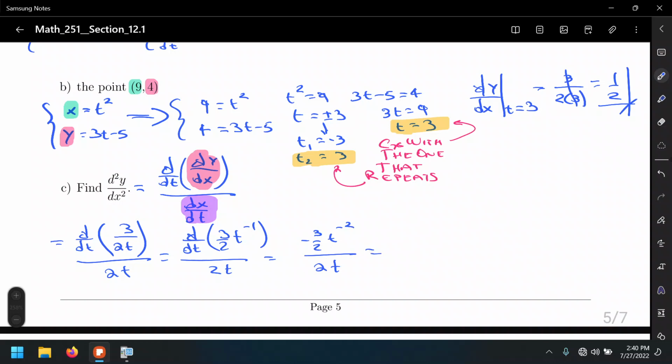Number 1, negative 3/2 divided by 2 is the same as negative 3/2 times 1/2, that's going to be negative 3/4. And this t to the negative 2 power, I'm going to send to the denominator with a positive exponent, times that t. Let's just multiply those t's in the denominator. So that's going to be negative 3 over 4t cubed. And that's the second derivative.